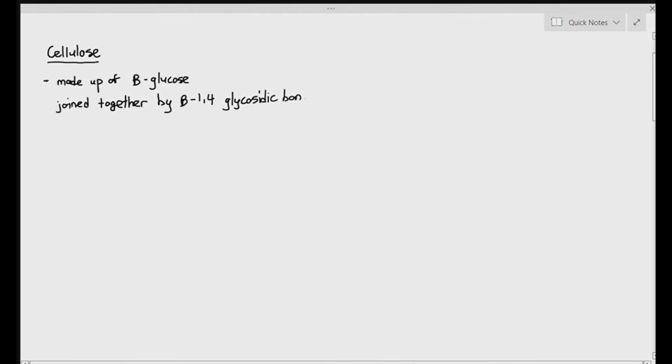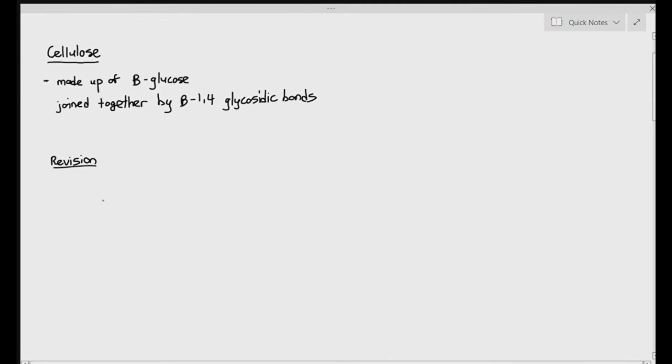Right. The third type of polysaccharide that we are going to be looking at is cellulose. We've seen starch, we've seen glycogen. Cellulose is actually the third polysaccharide that you have to know for the A-level syllabus. The difference between cellulose and starch and glycogen is that cellulose is actually made up of beta-glucose molecules, and they are joined together by beta-1,4-glycosidic bonds.